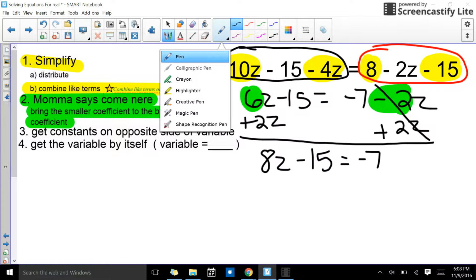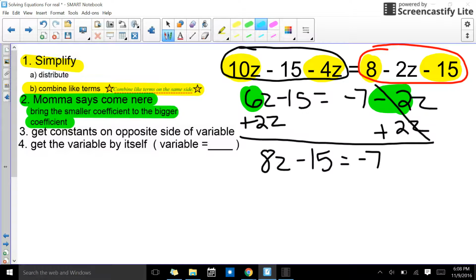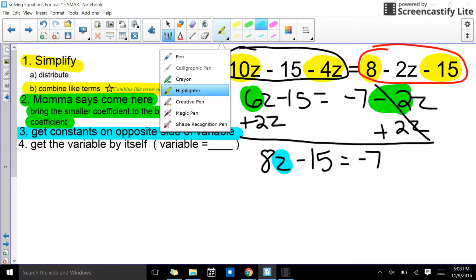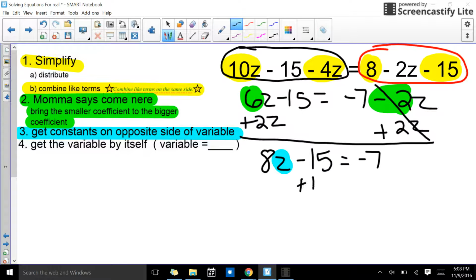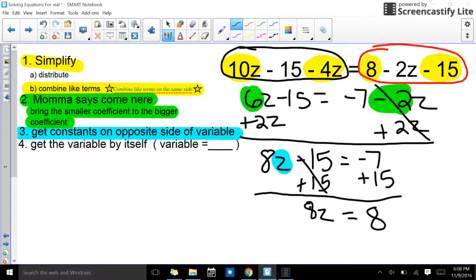Okay, now I need to do my constants on the opposite side of the variable. My variable's on the left side, which means my numbers need to move over to the left side. So I'm going to add 15 and add 15. So that's 8. We have 8z equals 8. Okay. Our last step is to get the variable by itself.